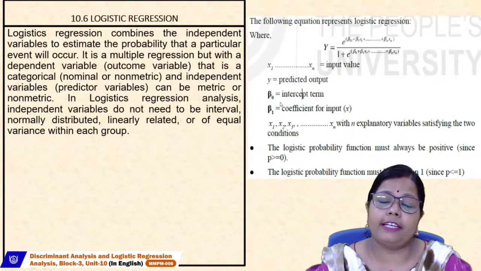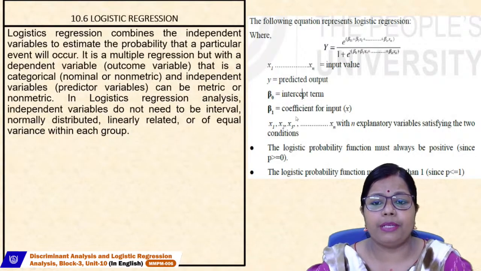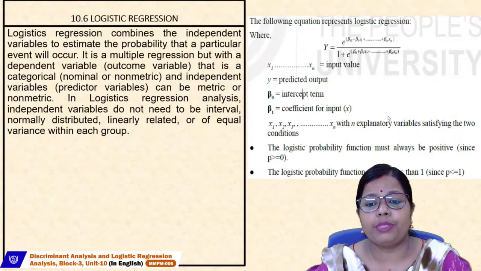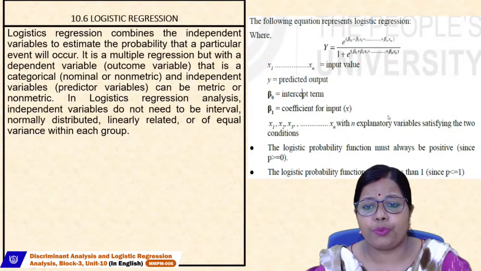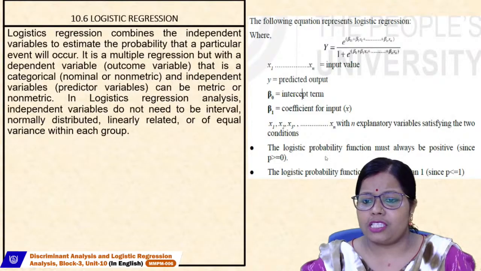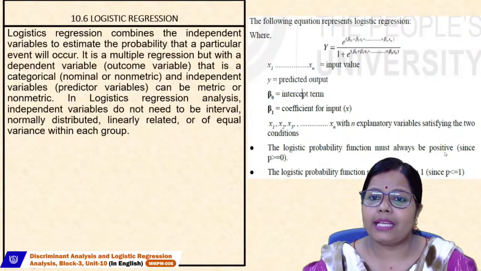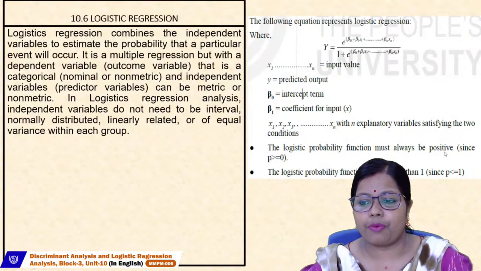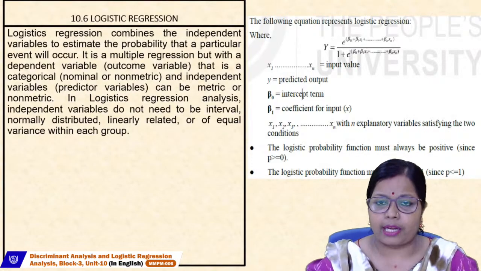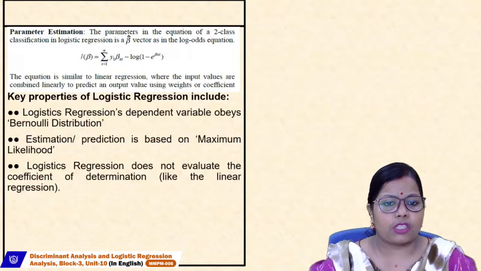As in the regression equation, beta 0 is the intercept term, and beta 1, beta 2, beta 3 are known as the coefficients for the output. And the logistic probability function must always be positive. As we know, probability will never be negative and will never exceed 1. So these are the key properties of logistic regression analysis.